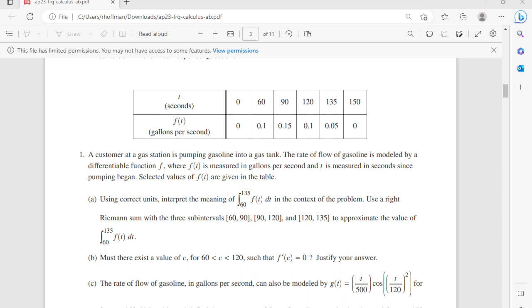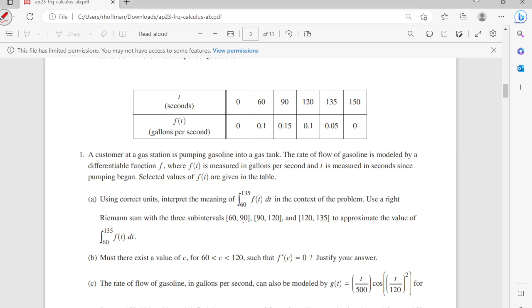So when we go to part A, we have these different values, and it asks for the integral from 60 to 135. So we're taking an integral of a rate function. So for the integral of the rate function, that will give us the amount. And then it wants a right Riemann sum, which means that we are going to choose the rightmost endpoint for each of these. So we're going to leave out that leftmost endpoint, and we're going to choose the right endpoint.